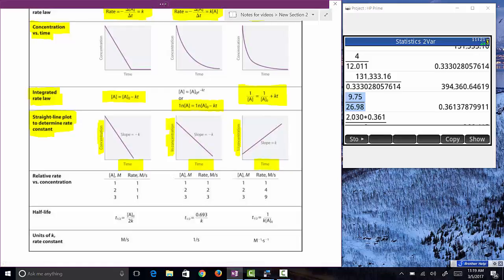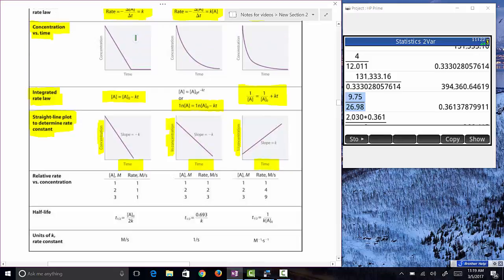Another thing to make note of here is that the slope of this line, when we plot it, is our rate constant. Now, on zero order and first order, the slope is going to be negative, and k is always going to be positive. So essentially, the absolute value of the slope of the straight line plot is our rate constant. So that's another thing that we can get from plotting our data.